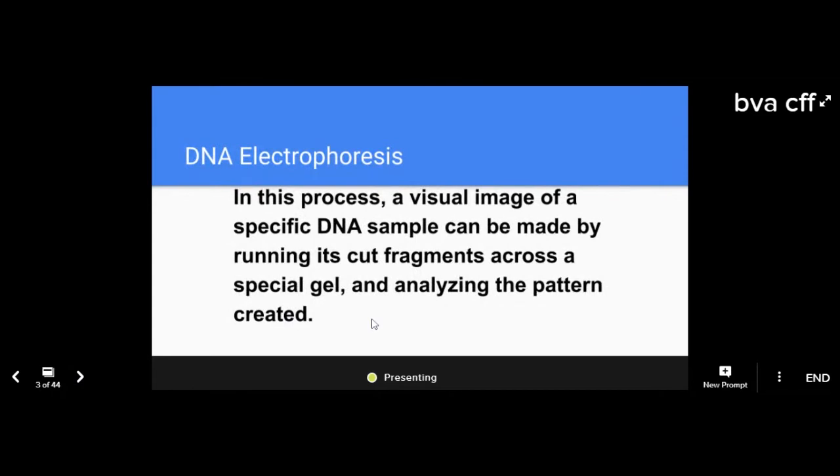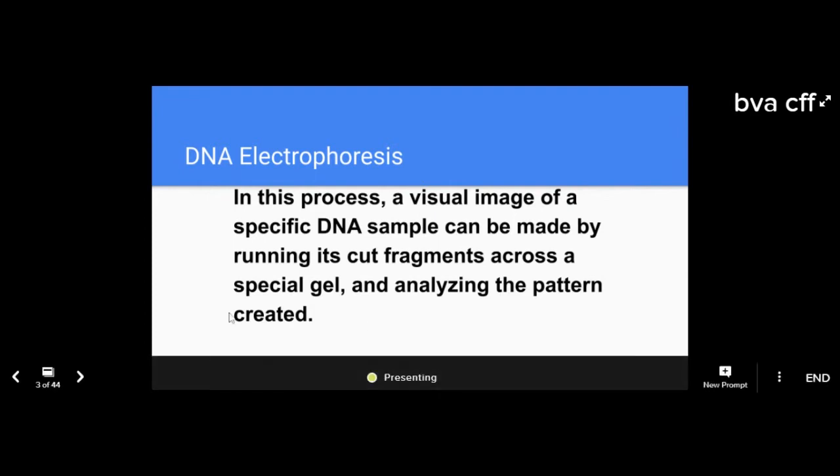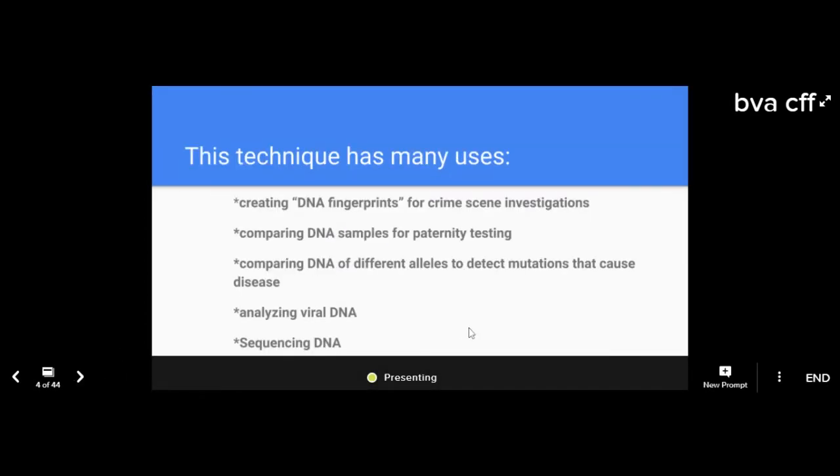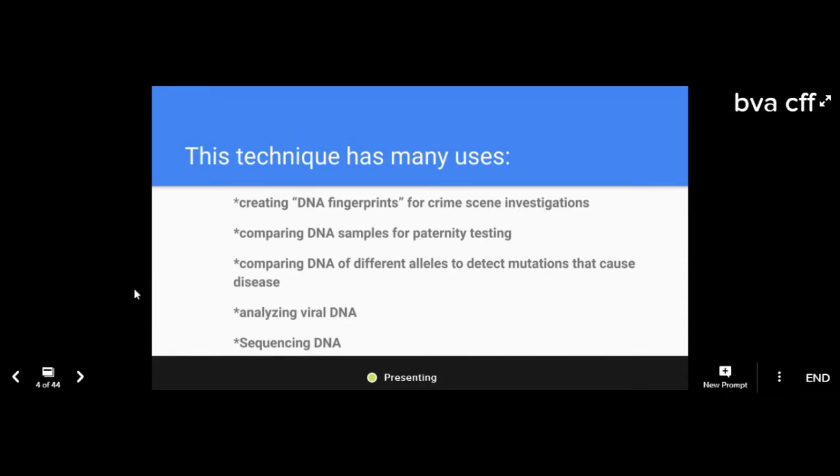So DNA electrophoresis. In this process, a visual image of a DNA sample can be made by running its cut fragments across a special gel and analyzing the pattern created. This technique has many uses. You can make a fingerprint for crime scene investigations. You can compare DNA samples for paternity testing if you have the child's and the mother's and you want to know who the father was. Comparing DNA of different alleles to detect mutations. Analyzing viral DNA and sequencing DNA. These are all things that you can do.